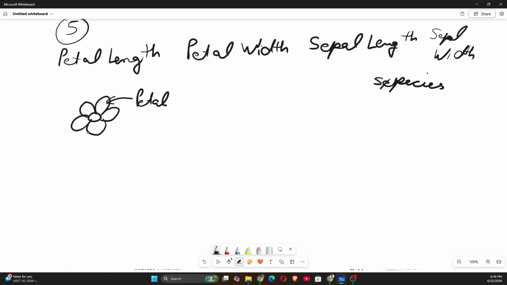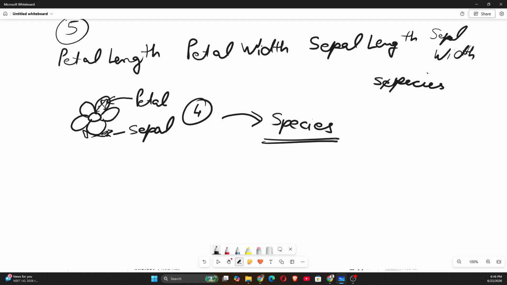And at the bottom, which we have sometimes a green color covering, like types of leaves, is called as sepal. So what we have been given is this petal length and petal width, and this sepal length and its width. And from all these four pieces of information, we have to identify which species the flower belongs to.